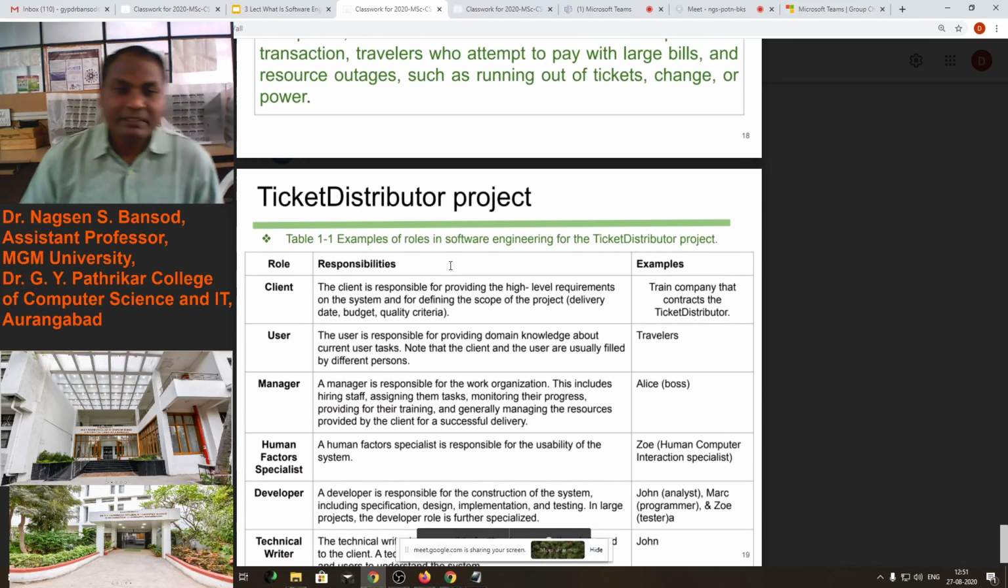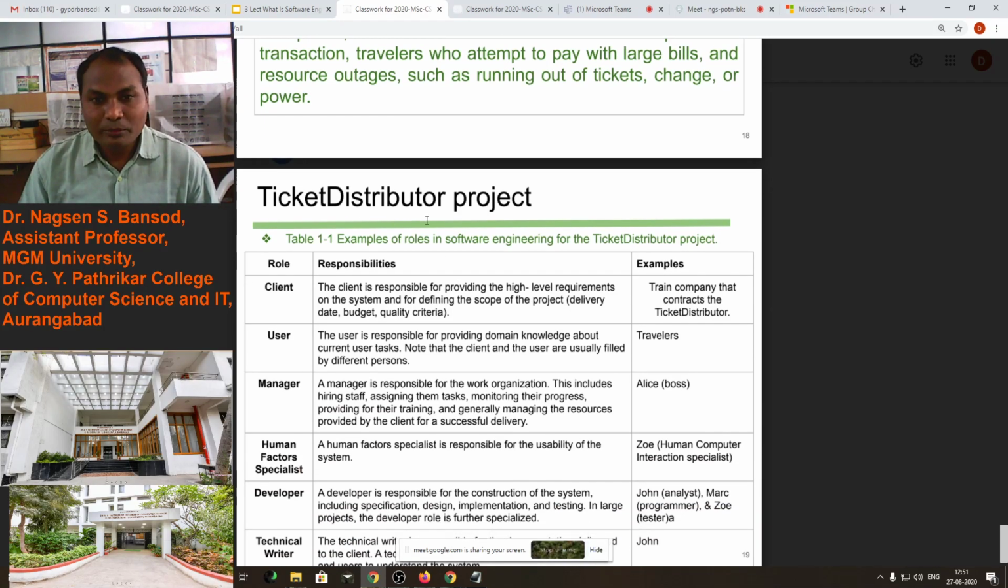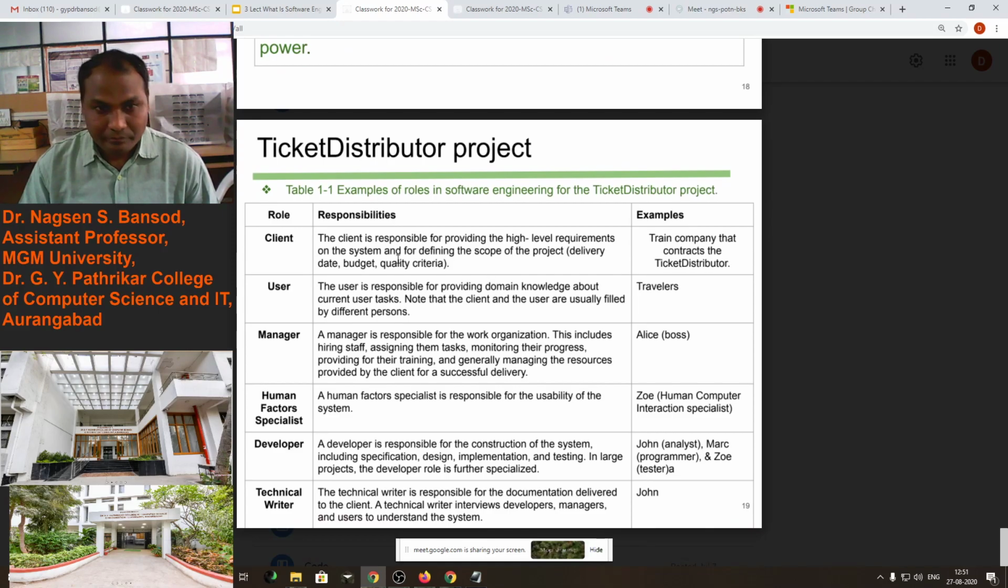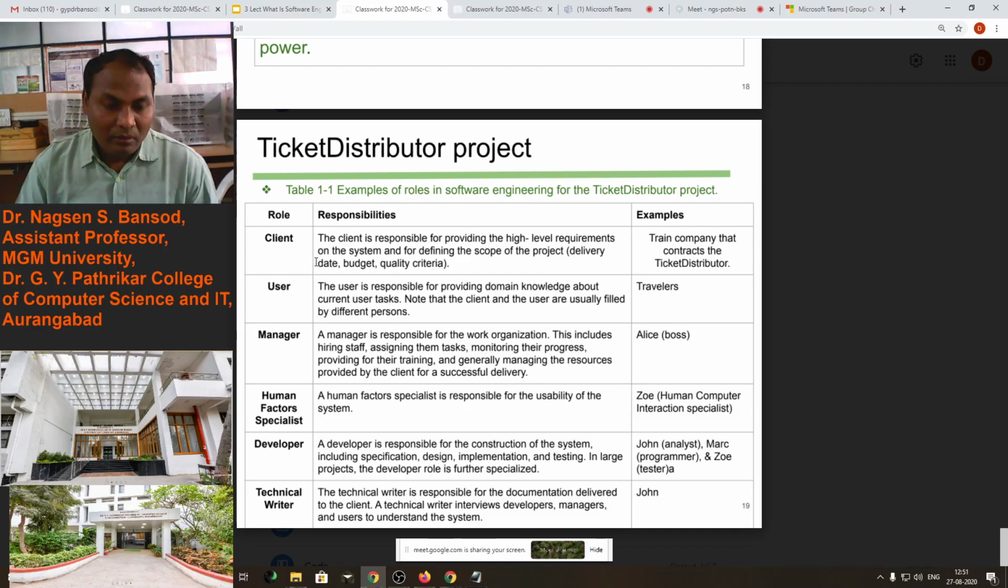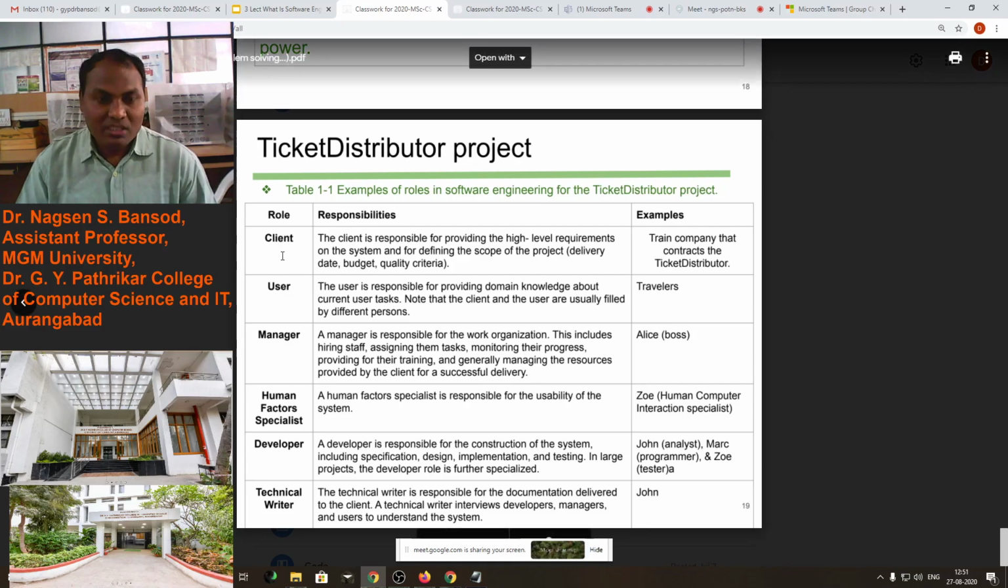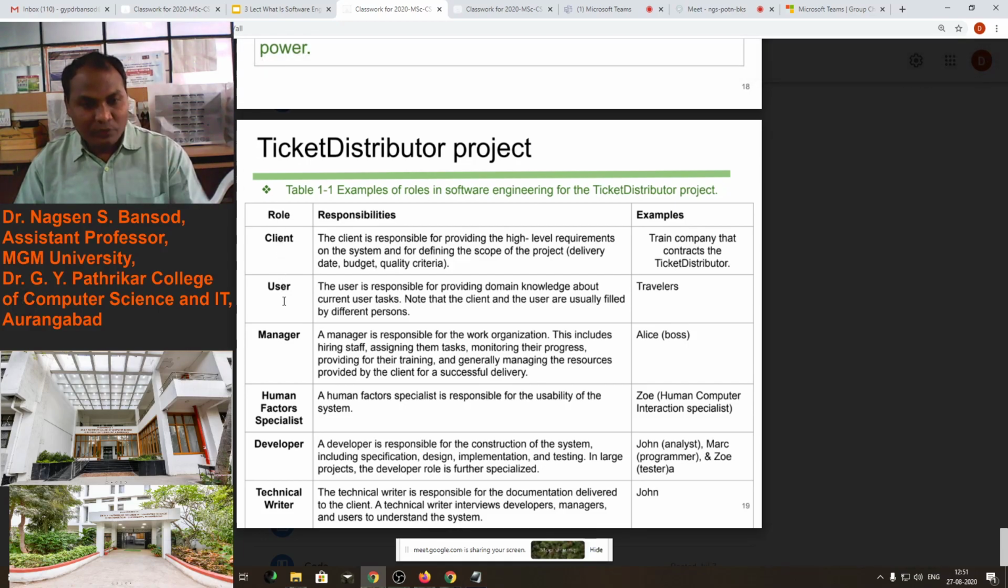Okay, now we will see the ticket distributor project. This table is an example of roles in software engineering for the ticket distributor project. Suppose this is our project, ticket distribution. Then there are various roles. The first role is client, then user, manager, human factor specialist, developer, and technical writer.